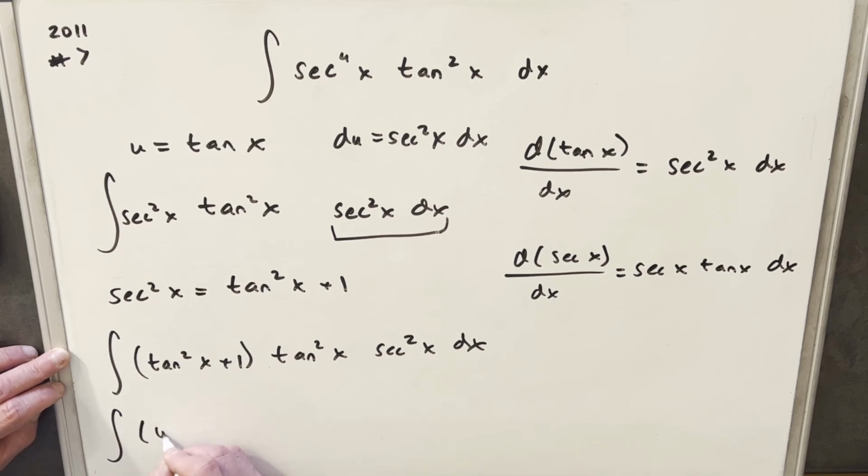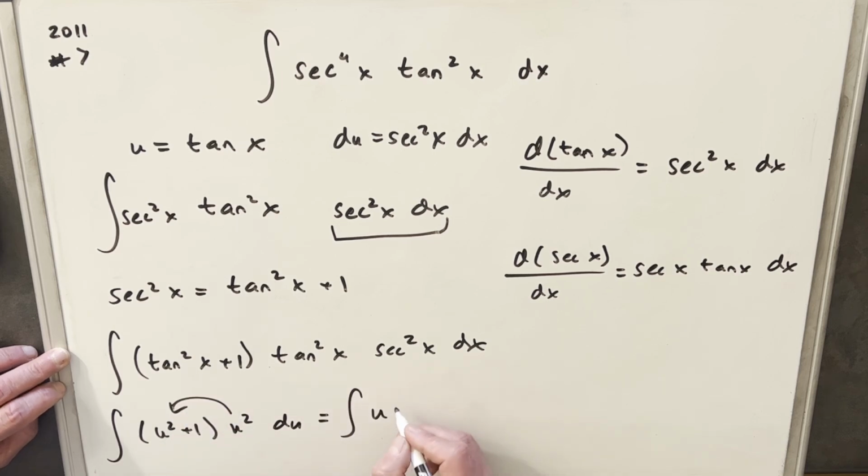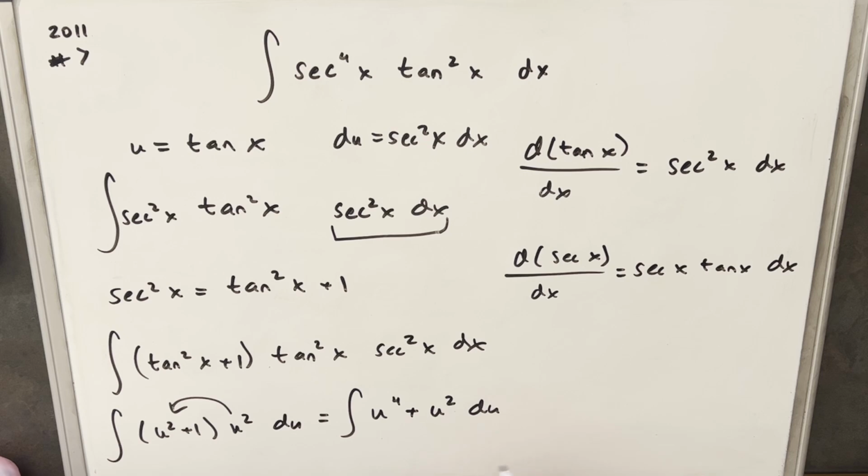So for this first part, we're going to have u squared plus 1 times, here's going to be a u squared. This is going to be our du. Then we'll just multiply this all in here so that we're integrating u to the fourth plus u squared du. This is going to be an easy integral using power rule, right? So we're going to have u to the fifth over 5 plus u cubed over 3 plus c.